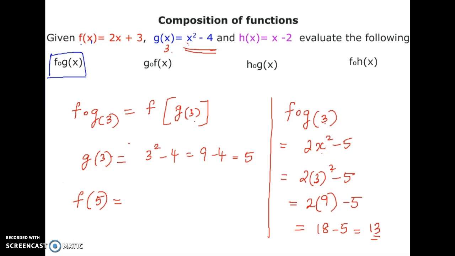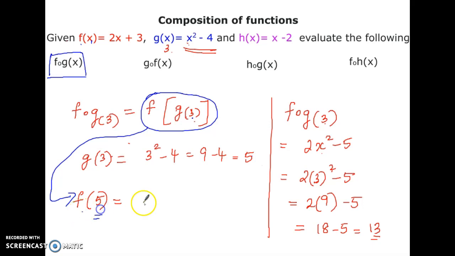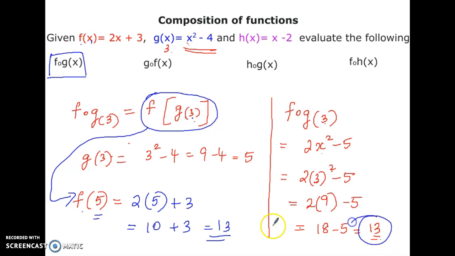I'm following from this step over here. This step becomes f of 5 because we evaluated g of 3 to be 5. So f of 5 will be 2 times 5, 10, plus 3, which is 13. So we got the same answer, and those are just two different ways to do the same problem.